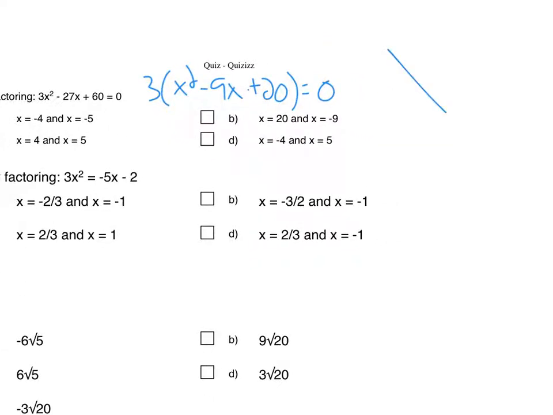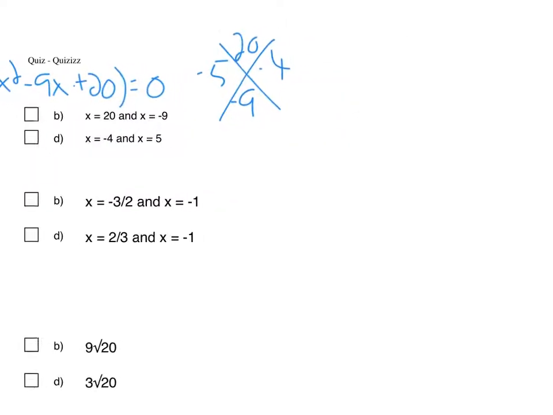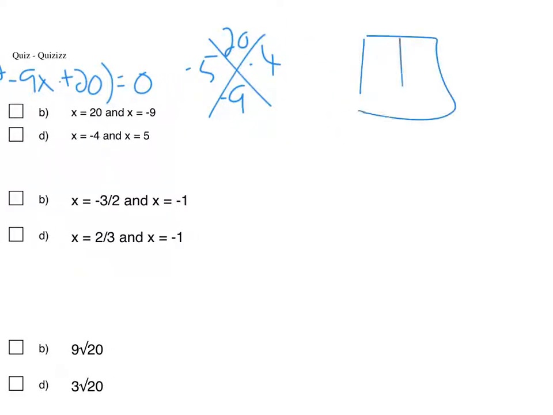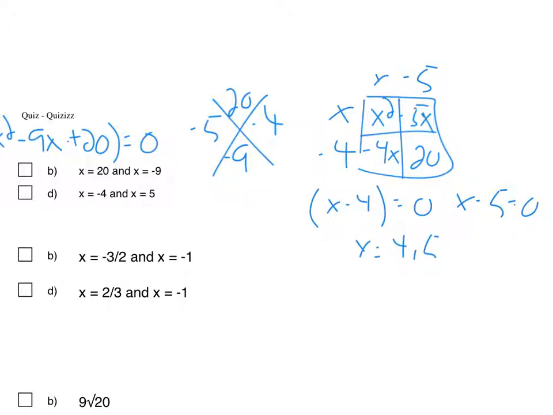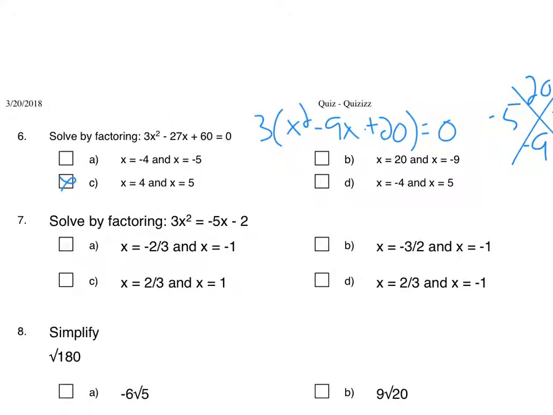So then when I X-box, we get 20 and negative 9, which is negative 5 and negative 4. To our box, we get x squared, negative 5x, negative 4x, and then 20 there. So we get negative 4 and x, and negative 5. So x minus 4 equals 0, and x minus 5 equals 0. So x equals 4 and 5, which gives us C.